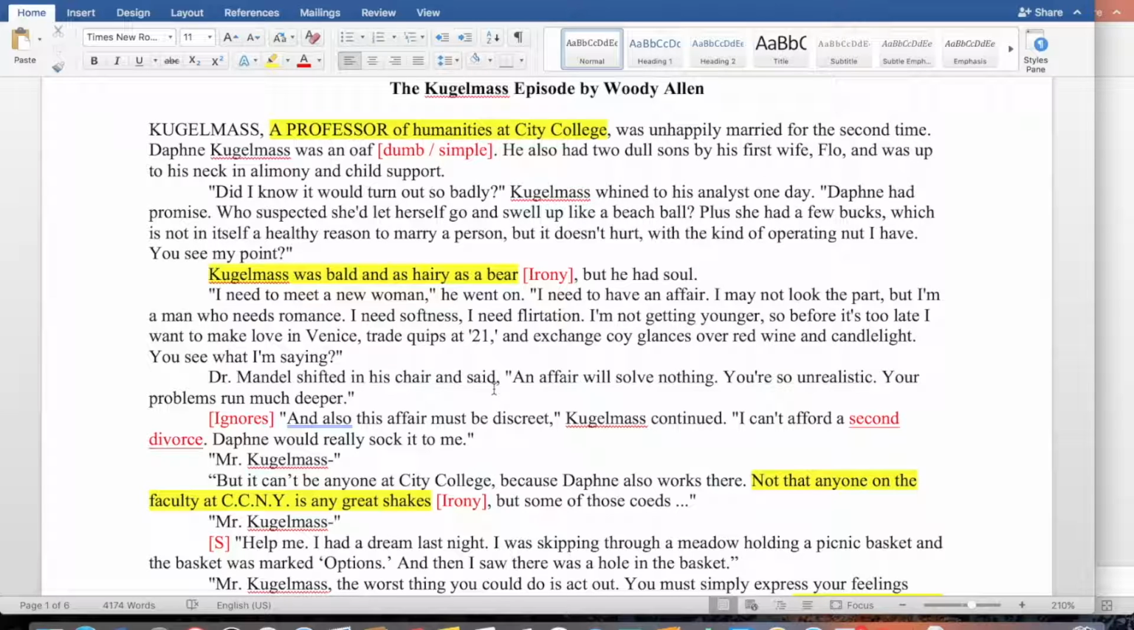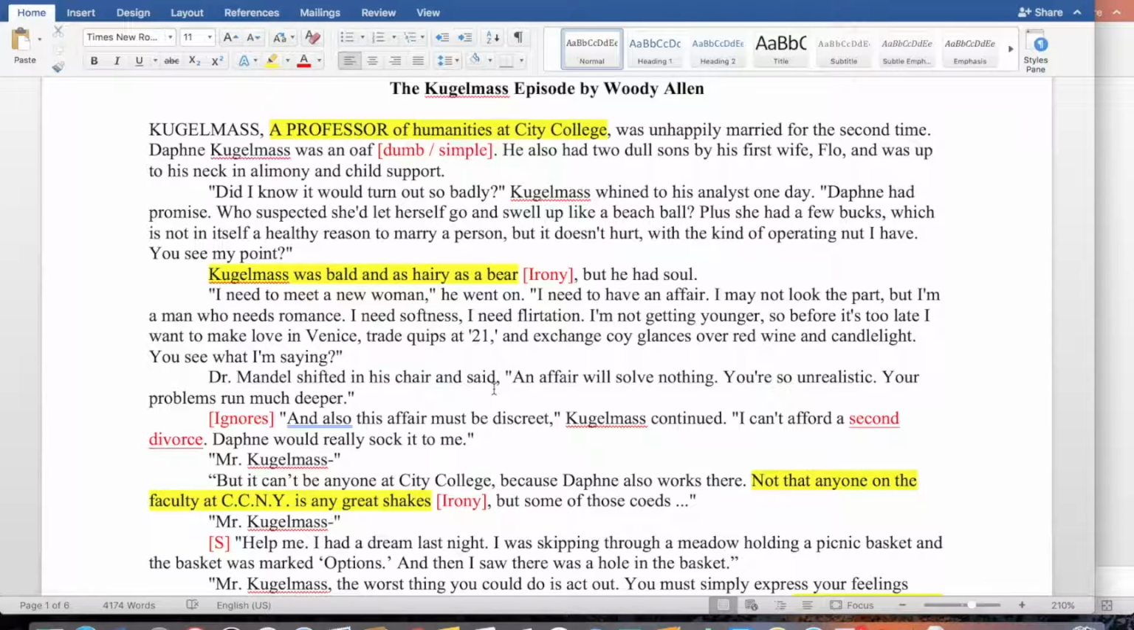and discuss. So Kugelmass, a professor of humanities at City College, was unhappily married for a second time. Okay, so I'm always really interested in how authors decide to start their stories. And here it's introducing Kugelmass, and he's a professor, which is, I would hope, a respected profession, of humanities at City College. But so we get the first half of the sentence, widely respected. Second half, unhappily married. So if somebody asks how to define you, and they tell you one thing that's very responsible and respected, and one thing that focuses on your problems or troubles, right? It shows some complexity, right? It shows some complexity, that we're not perfect people.